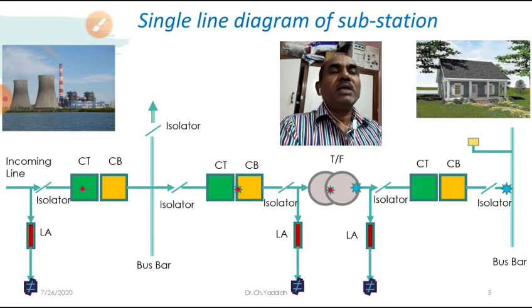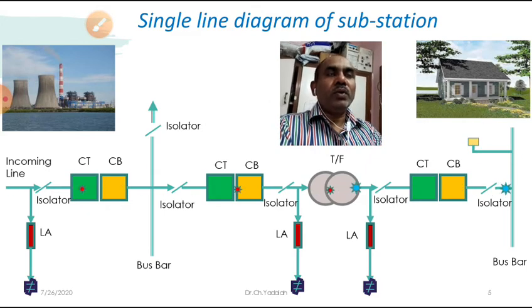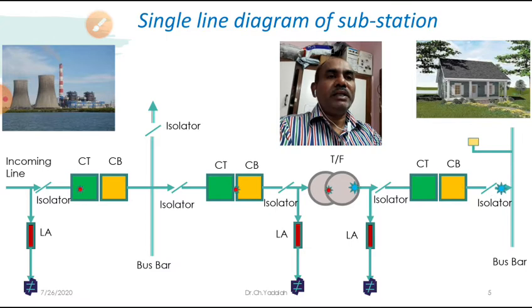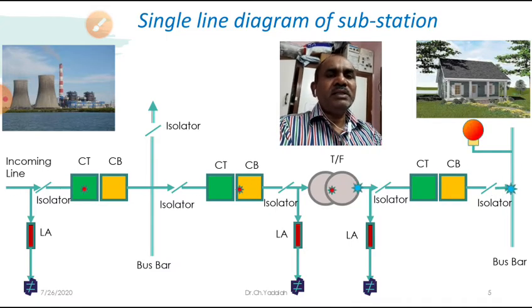Whenever the circuit breaker is in open condition, then we have to open the isolator to isolate a portion of the circuit where we are going to do repair work. This is the main thing we have already seen. Now let us see the classification of isolators. Last class we have seen a few isolators.